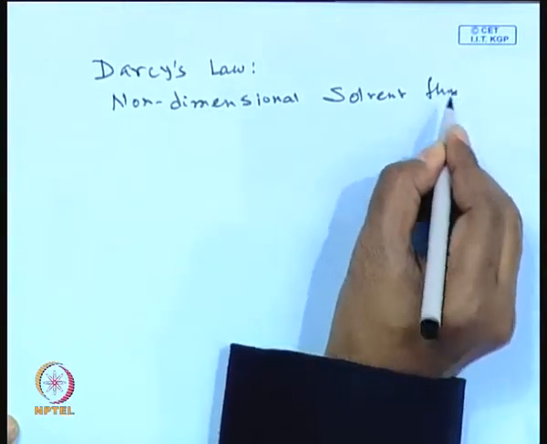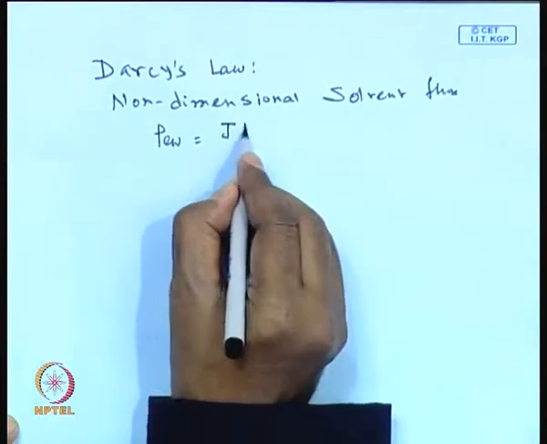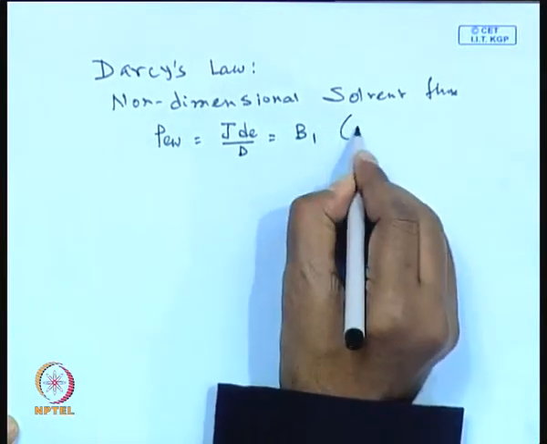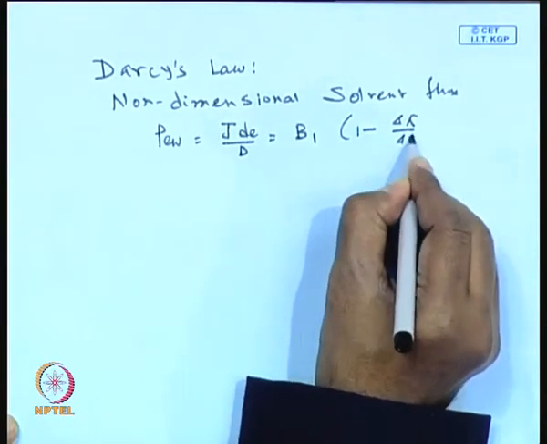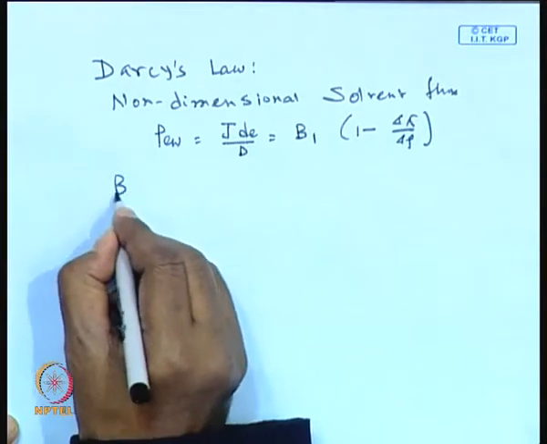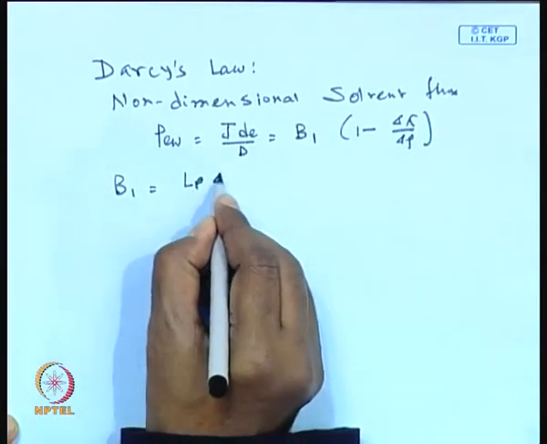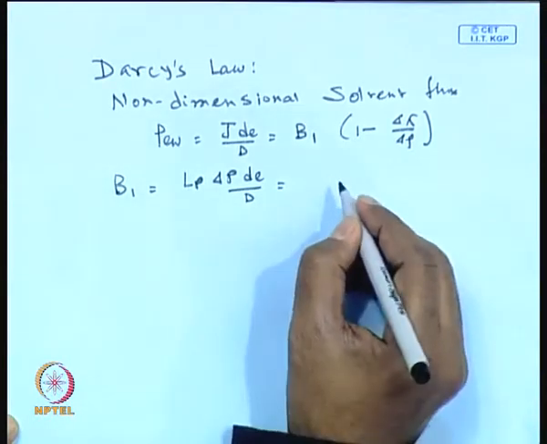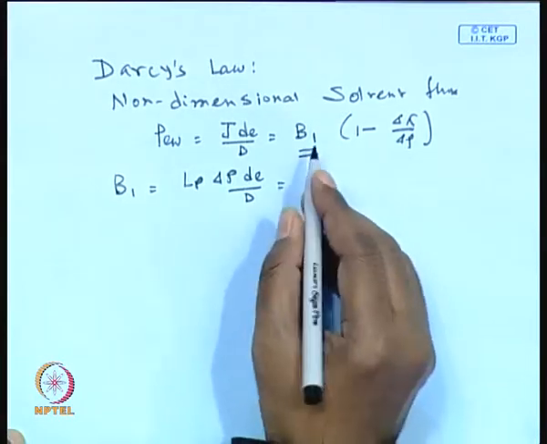solvent flux, that is Pw, is nothing but J d by D. This is equal to, if you remember, B1 into (1 minus delta pi by delta p), where B1 is a non-dimensional parameter. If you remember, it is Lp times delta p times d equivalent divided by diffusivity. If you put the values, you can get an idea what this non-dimensional number is.